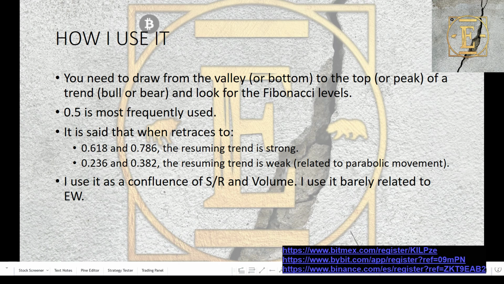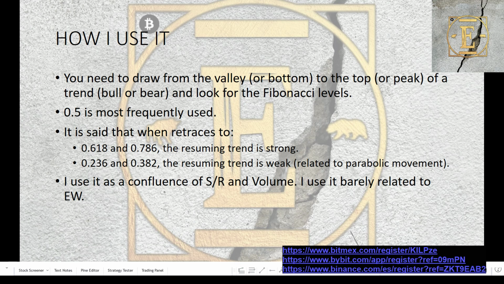So if we got a bull trend and the retracement of this bull trend goes to the golden ratio, for example, the resuming trend, the new bull trend after that retracement, is pretty strong. And for the other levels, the 0.2 and the 0.3, the resuming trend is weak. It's very easy to understand and it's very logical because it's related to parabolic movements and trend lines. If it only retraces to the 0.236, the trend line that results from this trend is very steep, and you know that if a trend line is very steep, it's very weak.